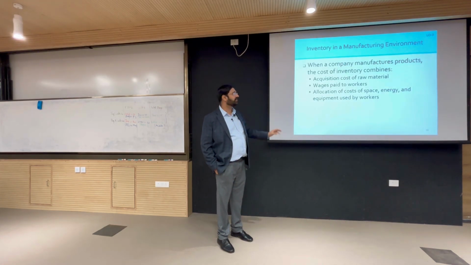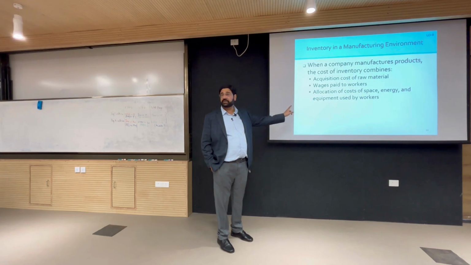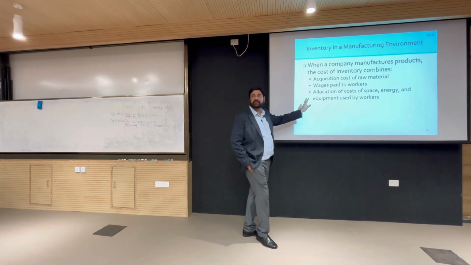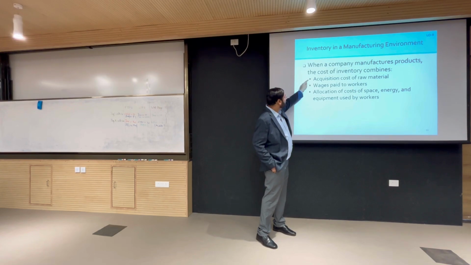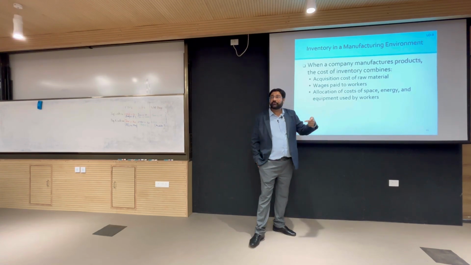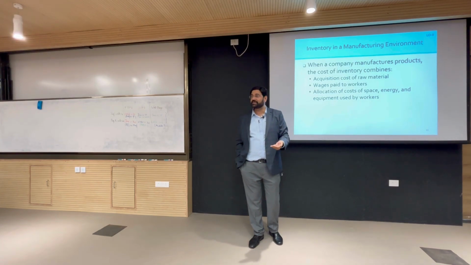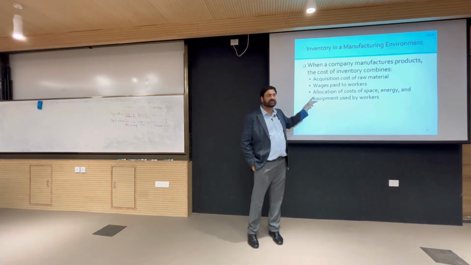Yeah, this is important. Last slide. The last two slides and then we are done, right? So when a company manufactures products, the cost of inventory combines the acquisition cost of raw material, wages paid to workers, and allocation of cost of space, energy and equipment used. So factory rent, factory power, depreciation of machinery, all of these are considered. Next.